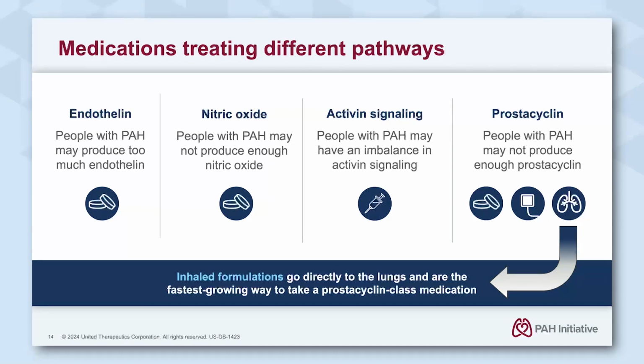In the endothelin pathway, patients with PAH produce too much endothelin. And this is where providing a medication to try and prevent that and rebalance is important. Other patients may have an imbalance in their nitric oxide pathway, and we use specific medications to rebalance so that we're able to prevent the narrowing of those blood vessels. The activin signaling pathway is one of our newer pathways that has become established as an imbalance in patients with PAH. And through therapy, we may be able to rebalance that pathway. The last pathway that I want to focus a little more time on is the prostacyclin pathway.